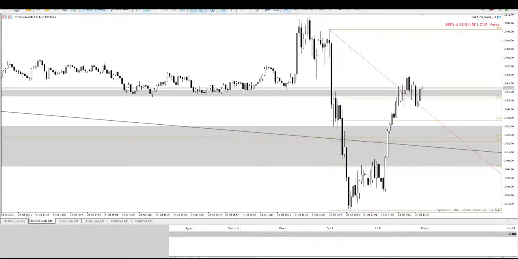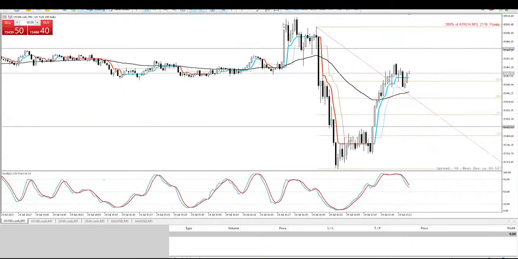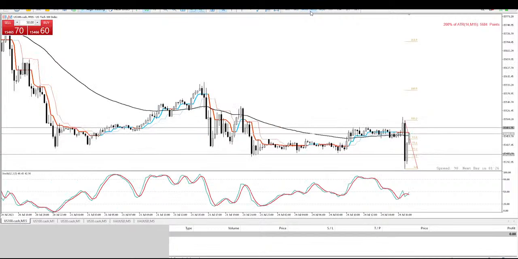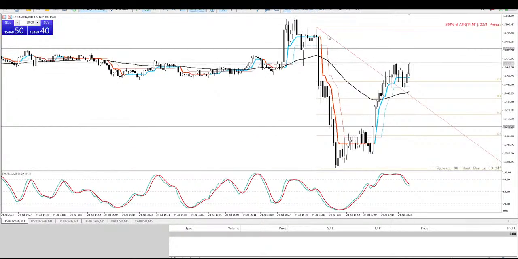Okay, NAS, let's see. Okay, so this is kind of good. NAS is doing this pullback on the stochastic, but if you look at price, it's not really doing the same thing, and it's going up. That means we have that stronger liquidity on the buy side. So let's see. I may go for a long here on NAS.